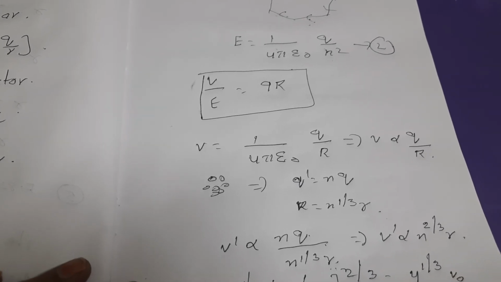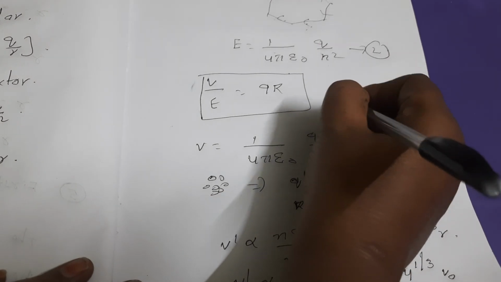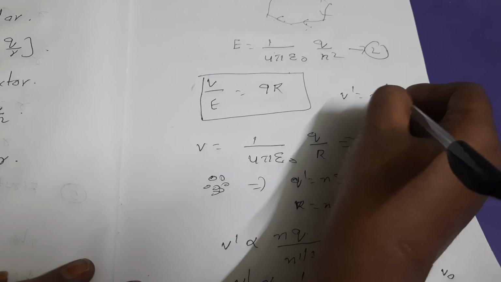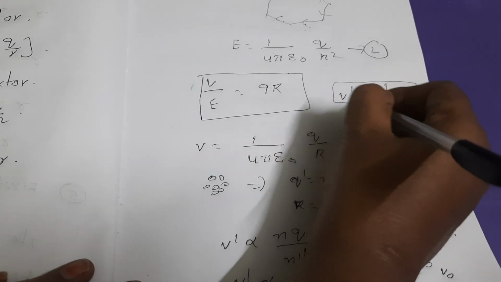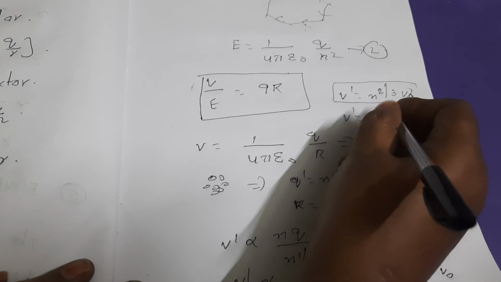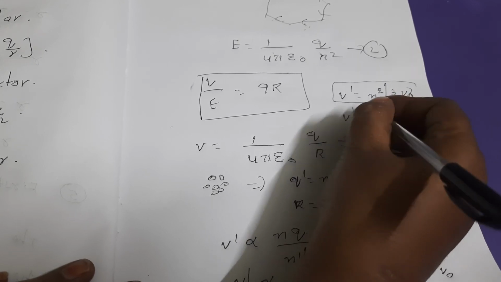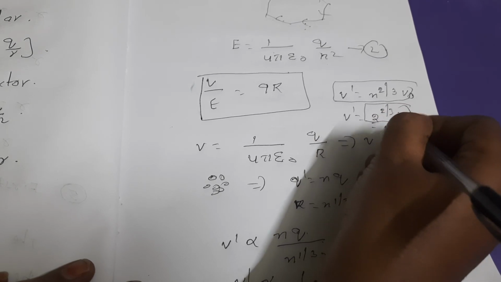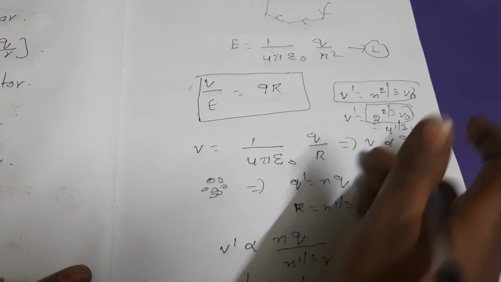Otherwise, you should directly remember that V dash equals n to the power of 2 by 3 into V naught. No need of doing the entire thing. Instead of n, we take 2 drops: 2 to the power of 2 by 3 into V naught, which is 4 to the power of 1 by 3 into V naught.